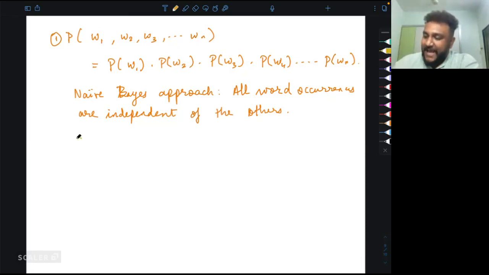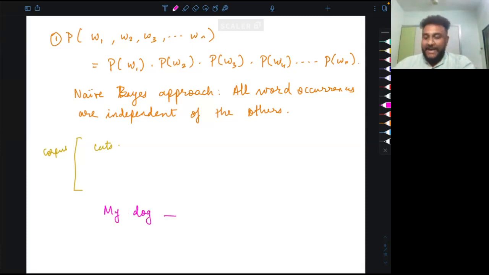Let us say I have a corpus which contains a lot of documents about cats. But now the sentence that I'm writing in an email could be something like "my dog dash". Now here is the problem. Because my corpus has cats, it may not be possible for my model to correctly predict this, because the probabilities that I have learned are from cats.